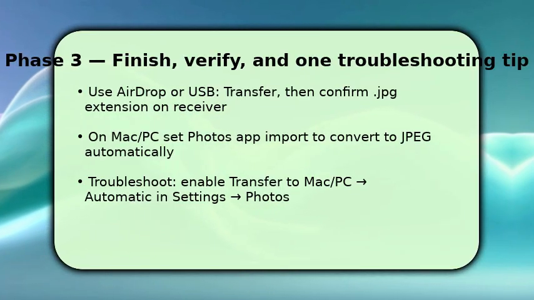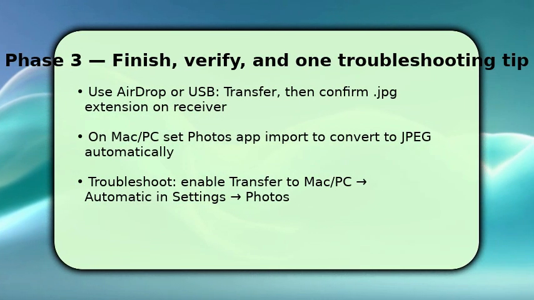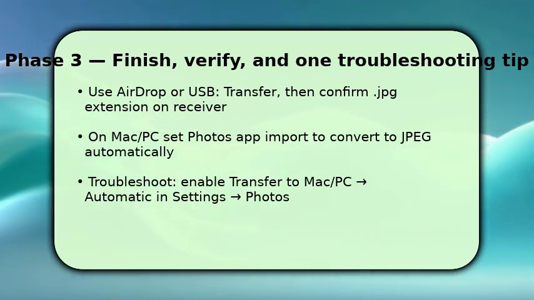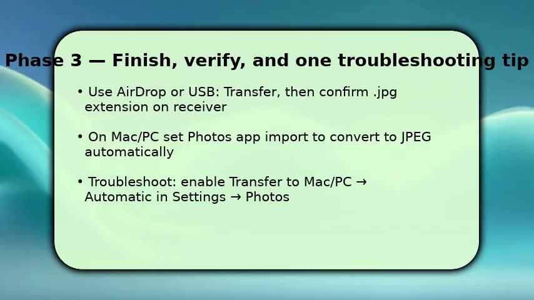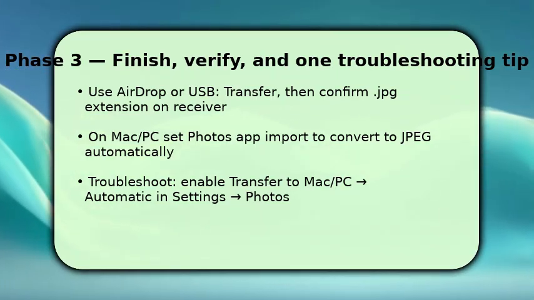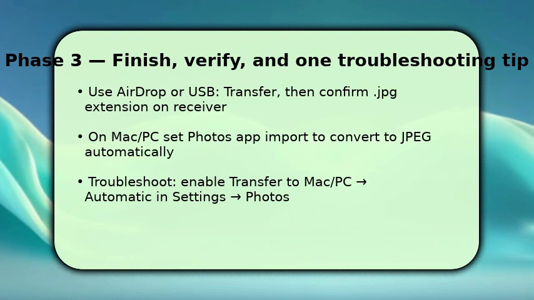If you import to a Mac or PC, set the Photos or Import tool to convert or import as JPEG. That prevents HEIC from slipping through. If you still get HEIC files, check Settings, right arrow, Photos, right arrow, Transfer to Mac or PC, and pick Automatic. This forces JPEG on transfer and resolves remaining compatibility issues.